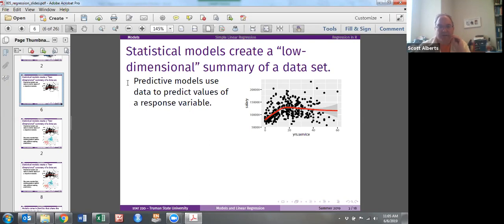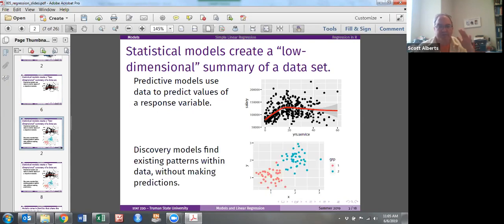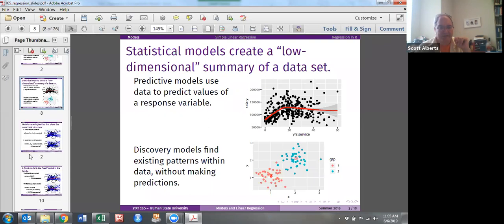Predictive models are ones where we try to predict what's going to happen in the future. And regression, which we're going to talk about here in a second, is totally useful as a predictive model. But it's also interesting as a discovery model where we simply look for patterns in our data.